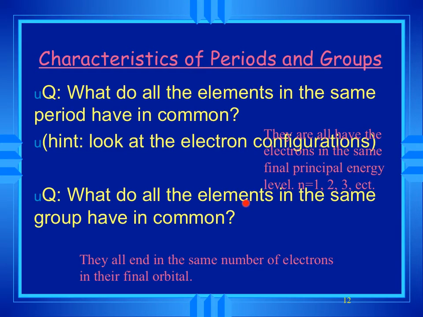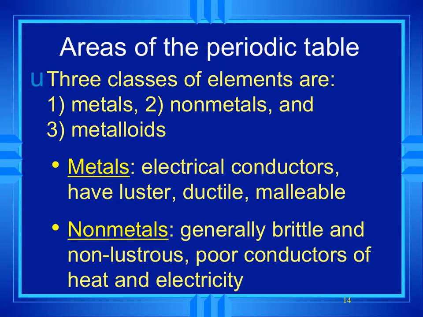And then, what do all the elements in the same group have in common? Hopefully you're noticing that they all have the same number of valence electrons. And remember that valence electrons are really important because those are the ones that give the properties to the elements and determine which elements will bond with which other elements.